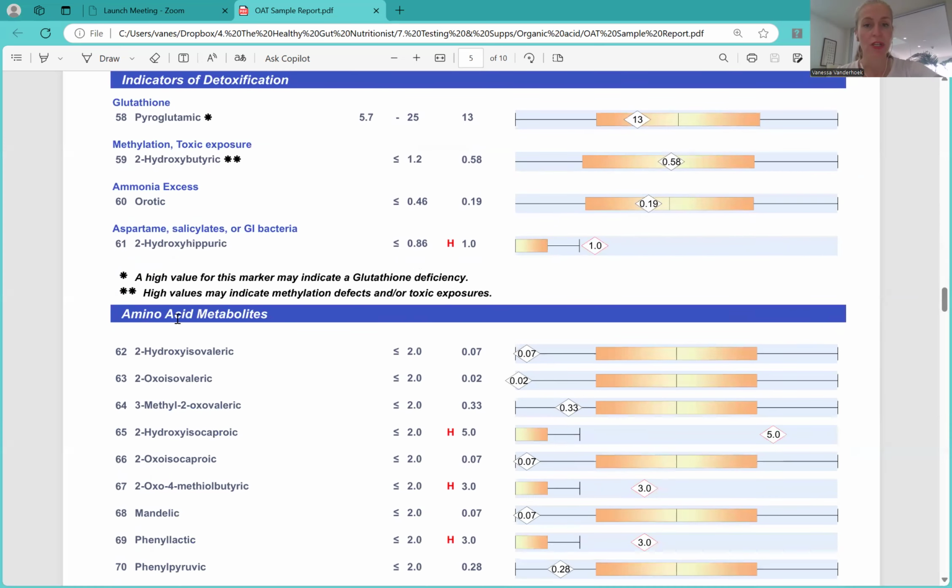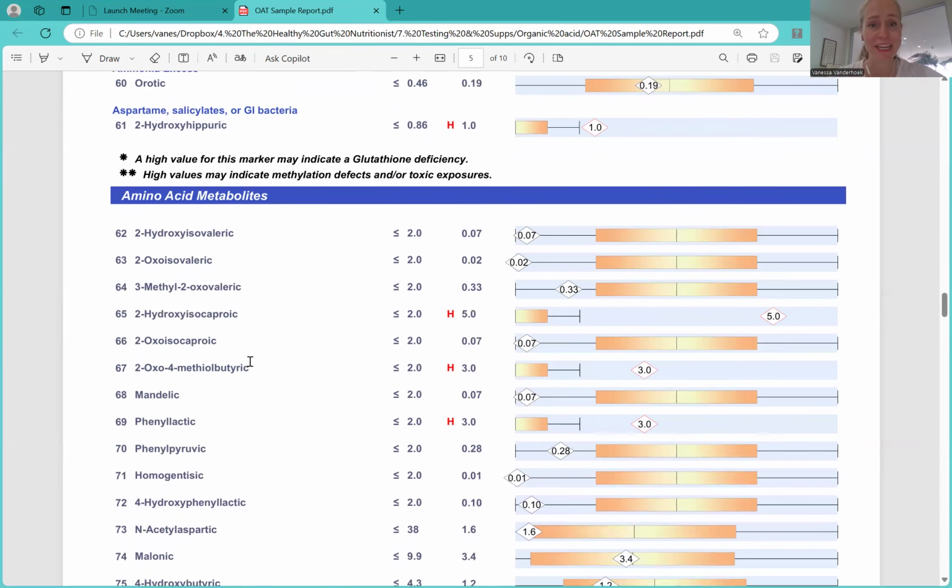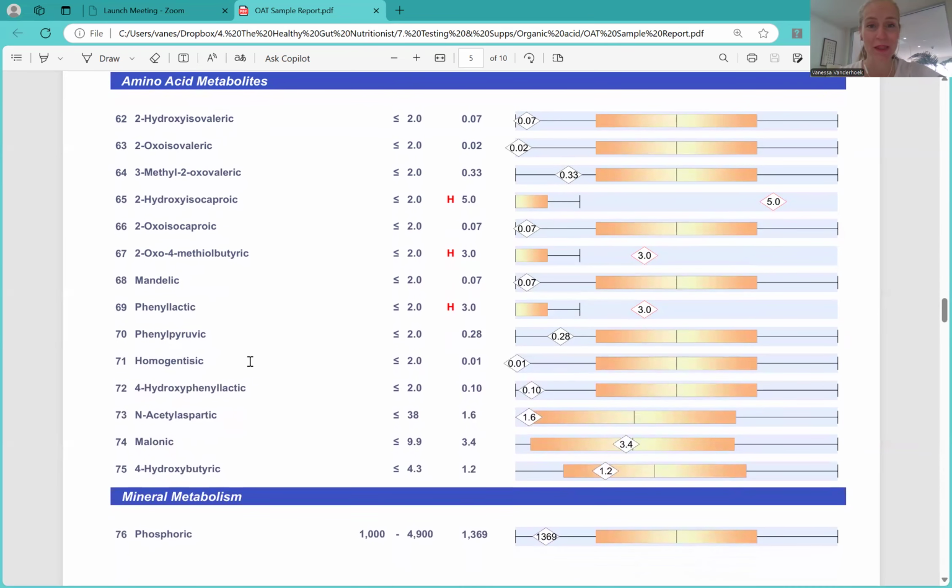Then over the page, indicators of detoxification. I want to be making sure that you and your child are detoxing well. If there looks like there's issues here, what then I'm starting to think about is genetics, infections, overgrowth of bacteria. What else is going on? So again, as you can see, every case is completely different, and it's like working out the pieces of the puzzle.